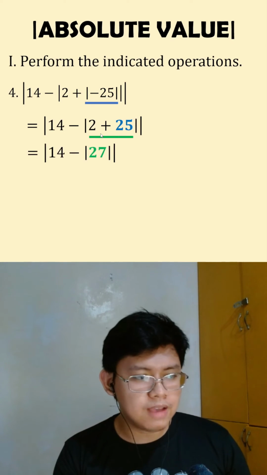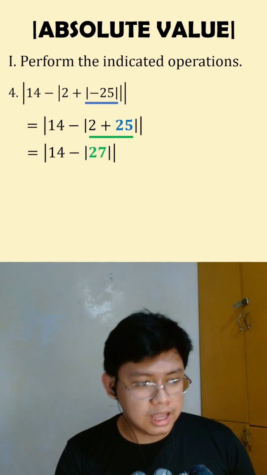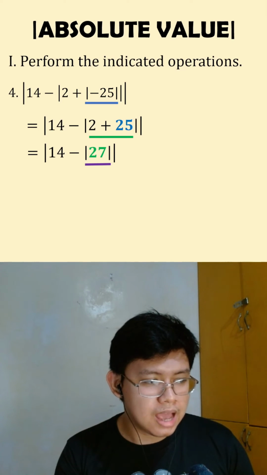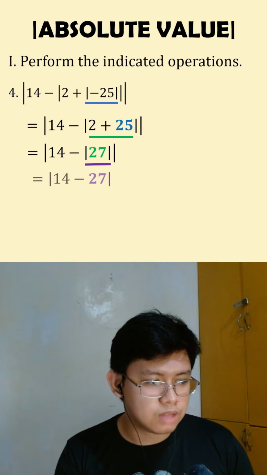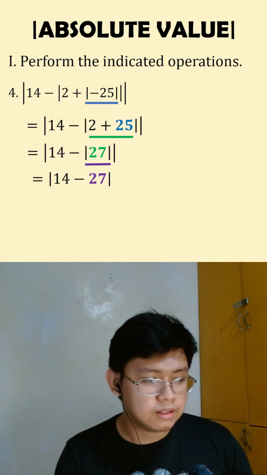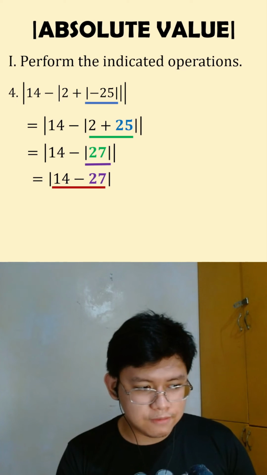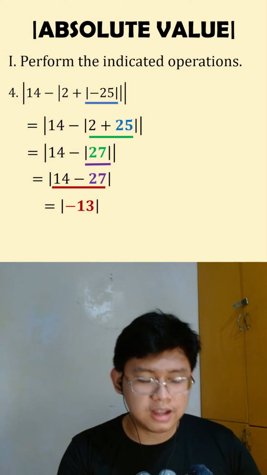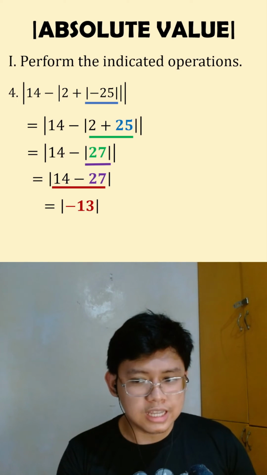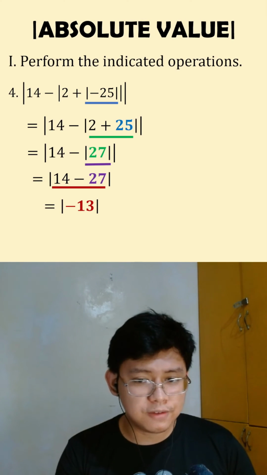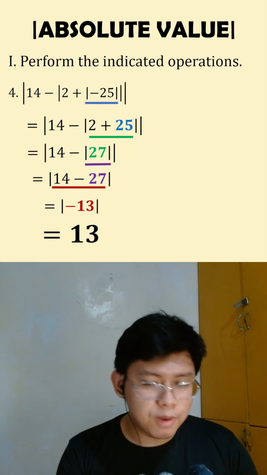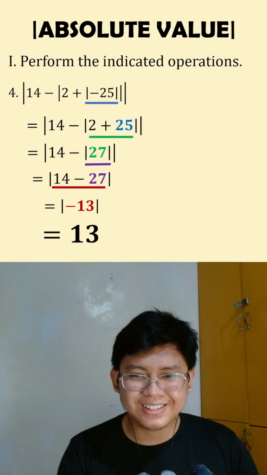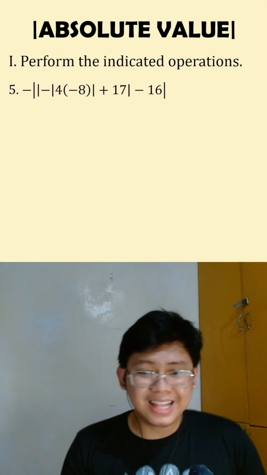Tapos, pwede na nating i-add si 2 at si 5. So, 2 plus 5 will be 27. Then, since nasa loob siya ng absolute value symbol, we get the absolute value of 27. That will be 27. Tapos, 14 minus 27 will be negative 13. Tapos, since nasa loob ng absolute value si negative 13, then, let's get the absolute value of negative 13. That will be positive 13. And that will be our final answer. Tada!